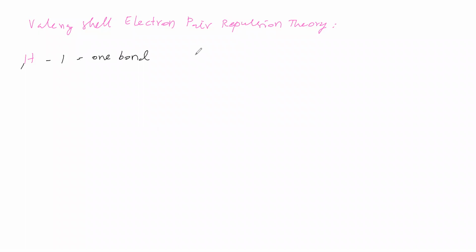If we take oxygen, its atomic number is 8 and its electronic configuration is 2,6. The valence shell, the outermost shell, has 6 electrons. It needs 2 electrons to get an octet. Therefore, it can normally make 2 bonds.